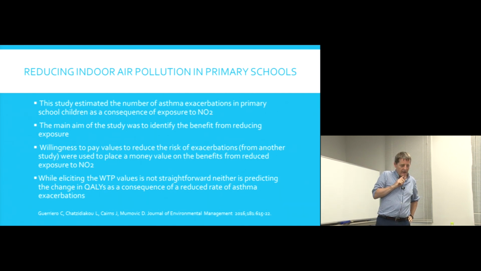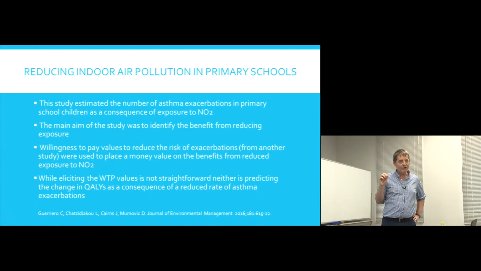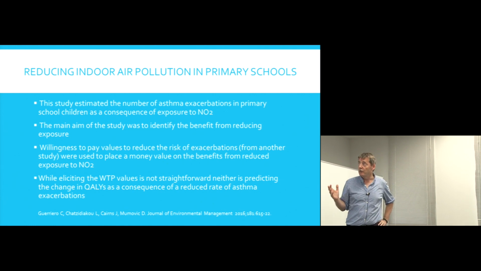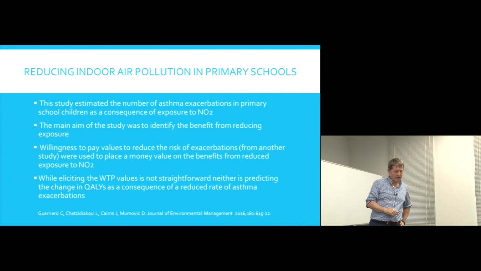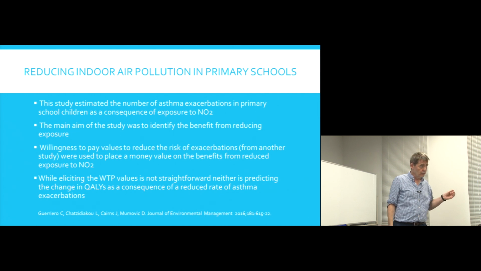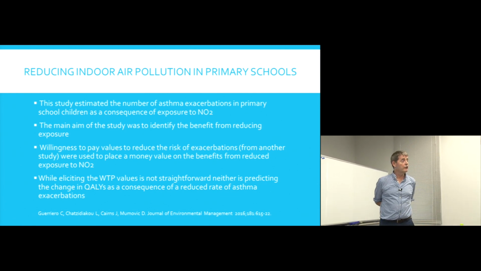What this study was looking at was the impact, particularly of NO2, nitrogen dioxide. Nitrogen dioxide is not the only thing in the air which is bad for exacerbating children's asthma, but it's one of the main things in air that causes these problems. There was a large European study looking at this issue across many different schools in many different countries, trying to establish the relationship between indoor levels of NO2 and the number of asthma attacks or exacerbations that school children were experiencing. The main aim of this part of the study was to identify the benefit from reducing exposure to NO2.